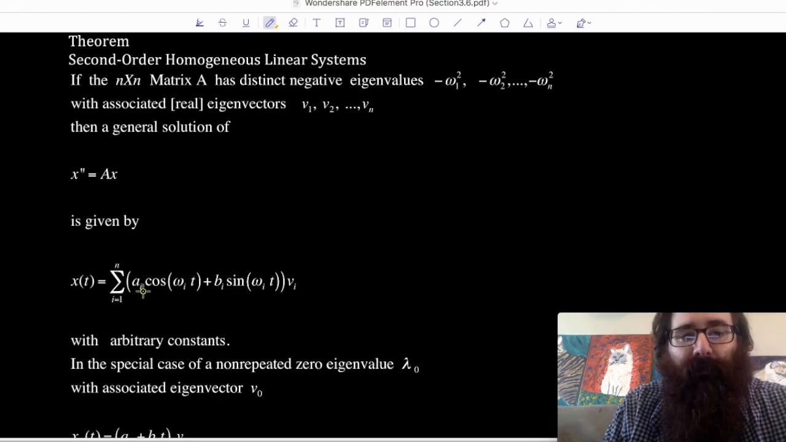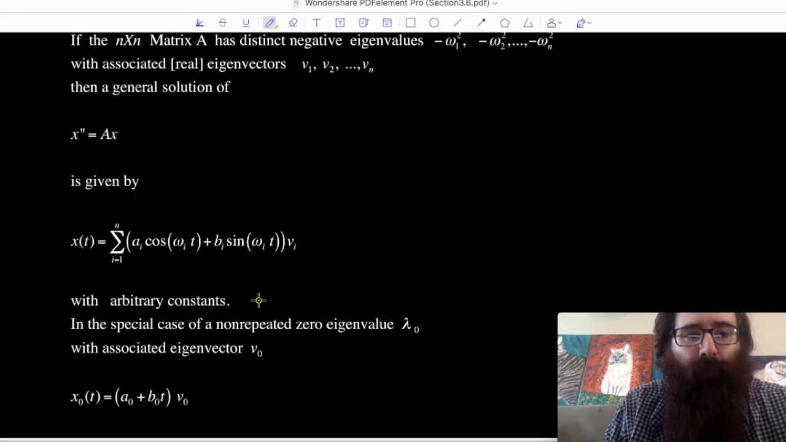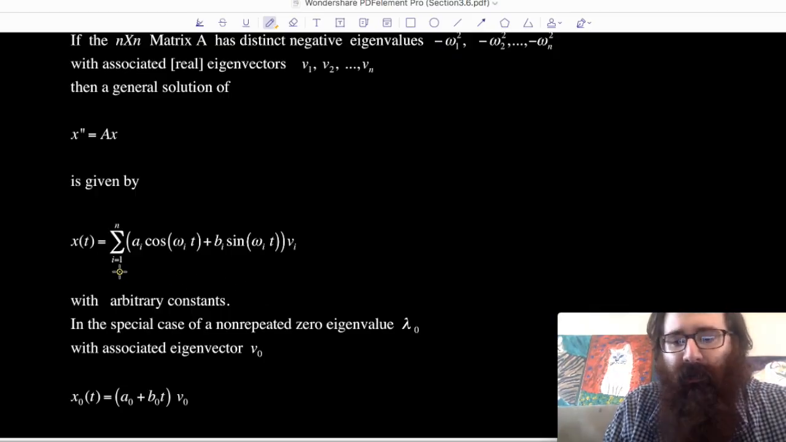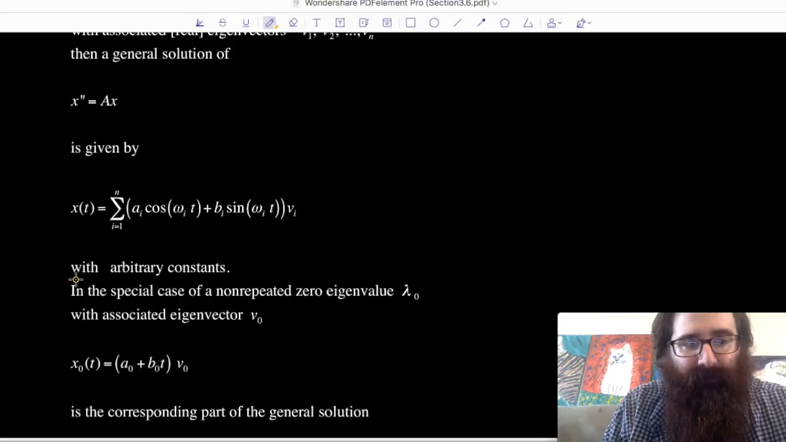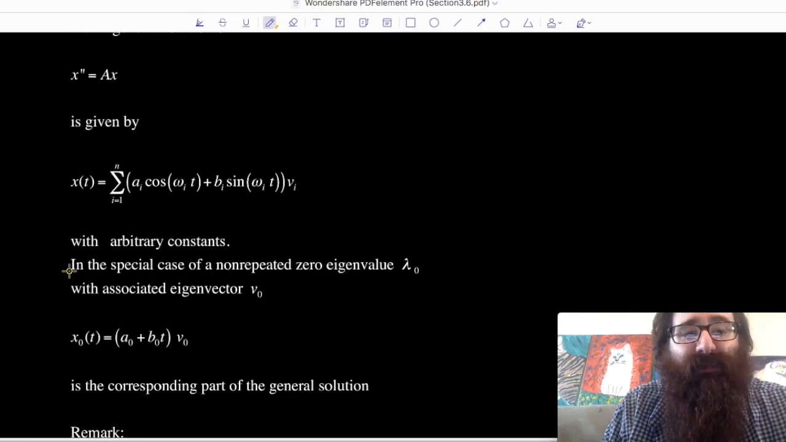It's going to be coefficients times cosine plus coefficients times sine times respective eigenvectors. And we'll show how to build this. I don't think we really have to think about capital sigma notation, since in a lot of cases we're just going to see maybe two of these, with arbitrary constants. Now, there is a special case.